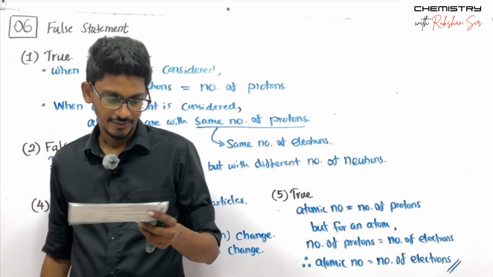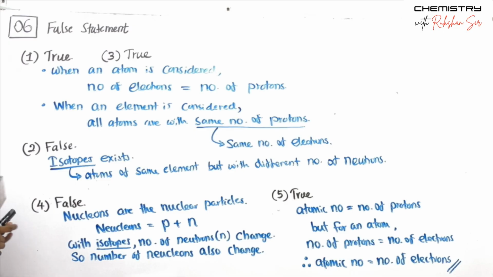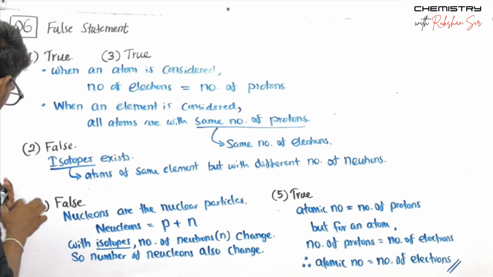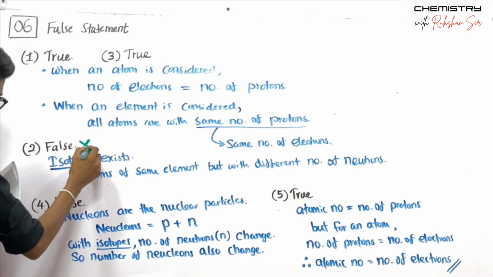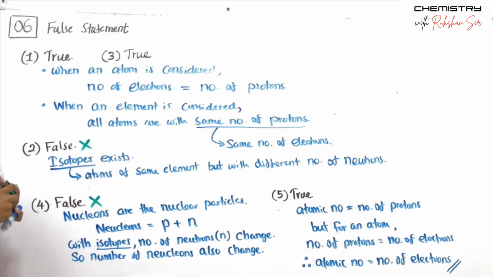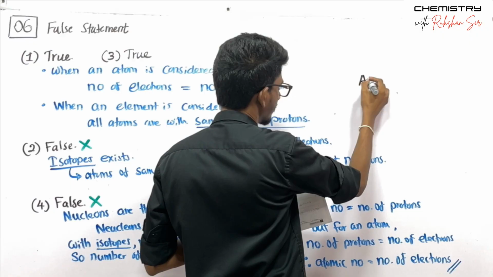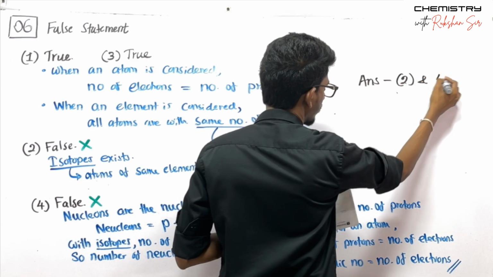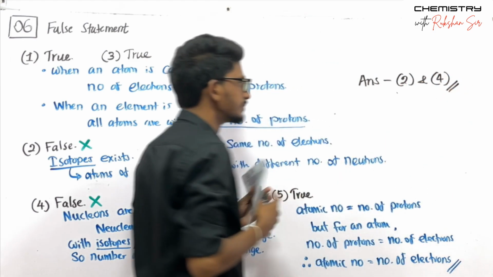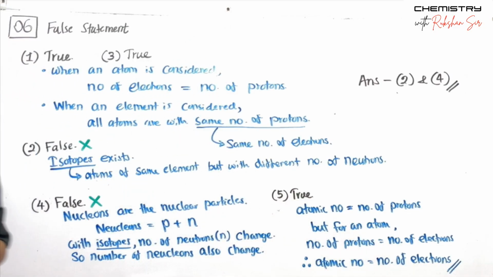So the fifth statement is also true. We are looking for the false statements, and we have two false statements: 2 and 4. So 2 and 4 are false statements. We have two answers there; 2 and 4 can be taken as answers. So that is the review for question number 6. So let's complete this.